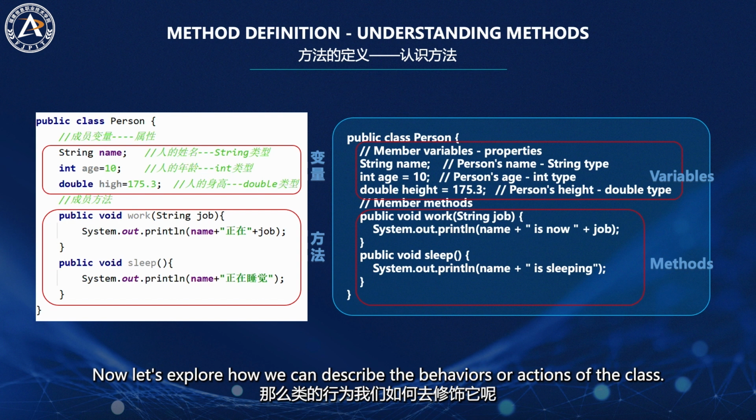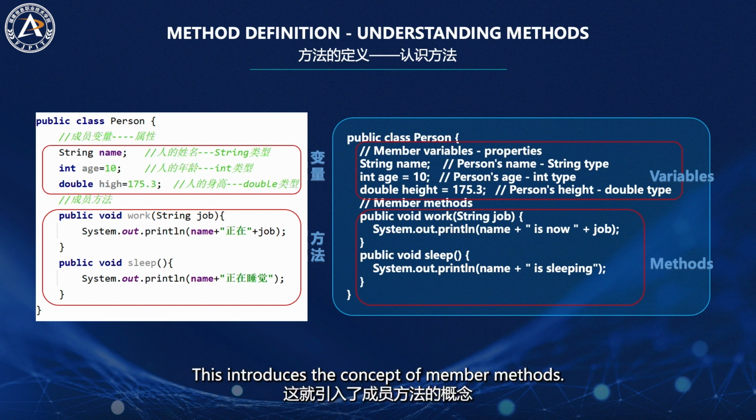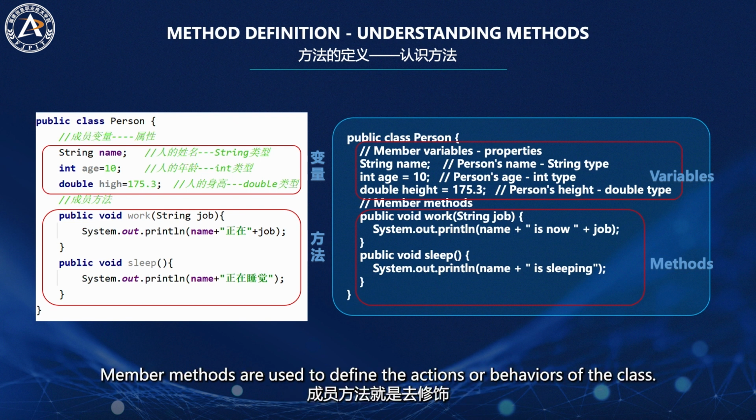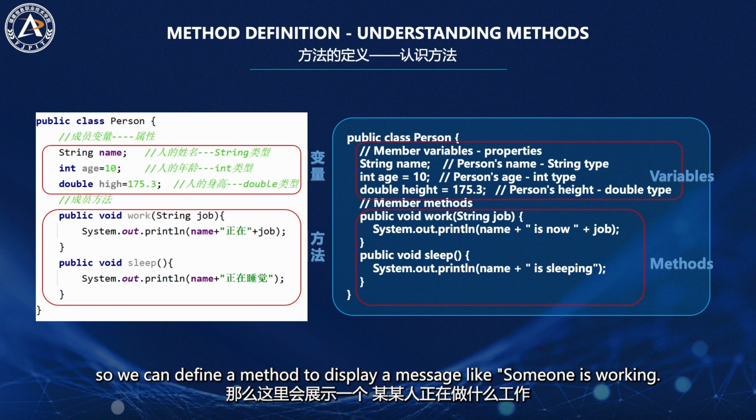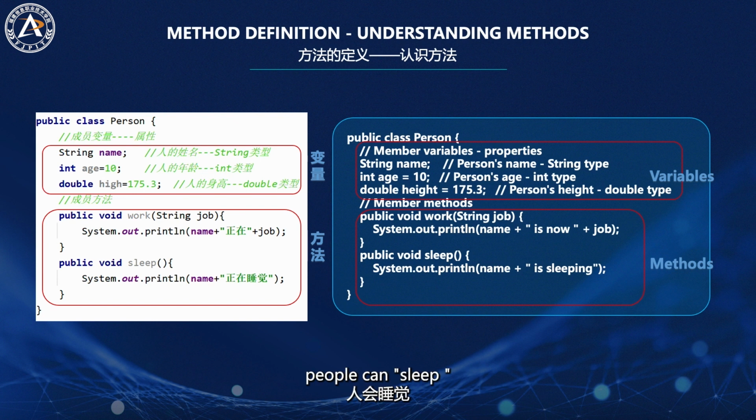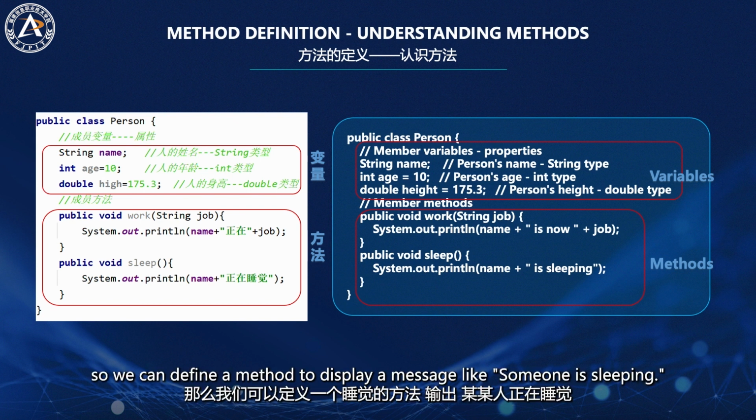Now, let's explore how we can describe the behaviors or actions of the class. This introduces the concept of member methods. Member methods are used to define the actions or behaviors of the class. For example, in the person class, as people, they have various actions they can perform. One such action is working. So we can define a method to display a message like someone is working. Similarly, people can sleep. So we can define a method to display a message like someone is sleeping.